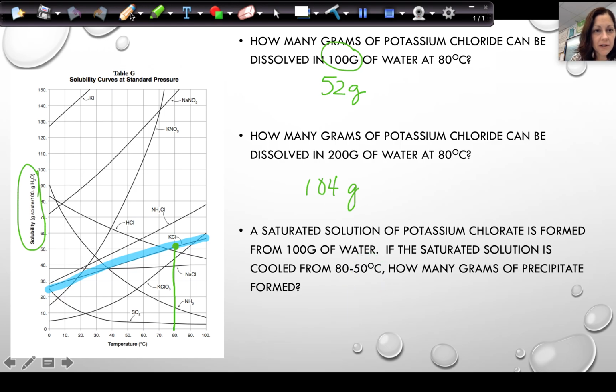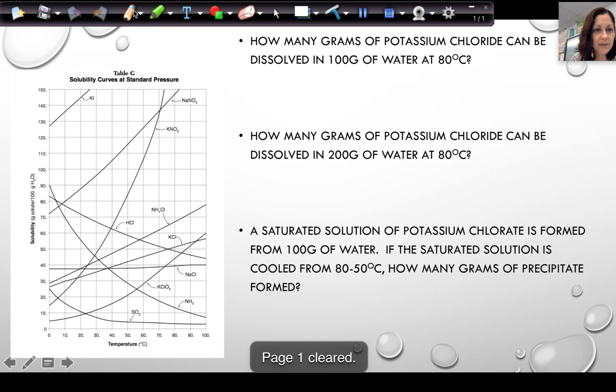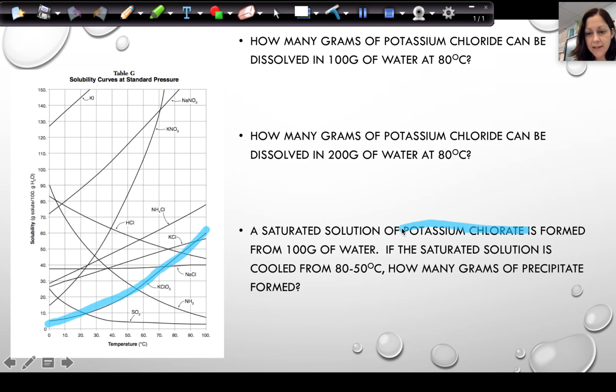So for this question, if we look at it, it says a saturated solution of potassium chlorate is formed from 100 grams of water. If the saturated solution is cooled from 80 to 50, we now have a different substance. Potassium chlorate and potassium chloride are two different substances, and potassium chlorate is the one with the ClO3, right? The "ate" means that it has to have oxygen in it.